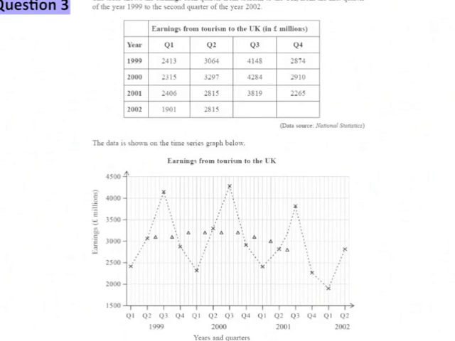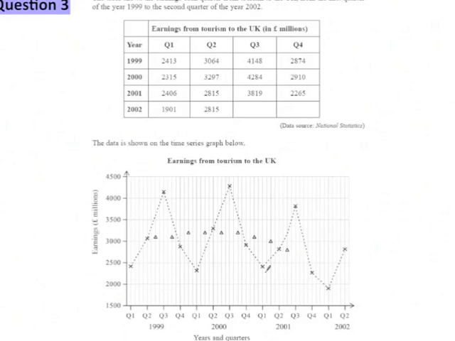Question number 3. The table shows the earnings each quarter from tourism to the UK from the first quarter of the year 1999 to the second quarter of the year 2002. This data is shown below on the time series graph. So we can see here the earnings from tourism going up and down. And then we can see here the triangles is where the moving average has been plotted.